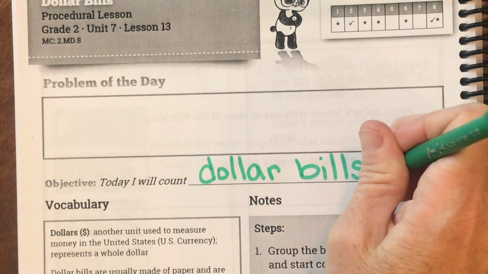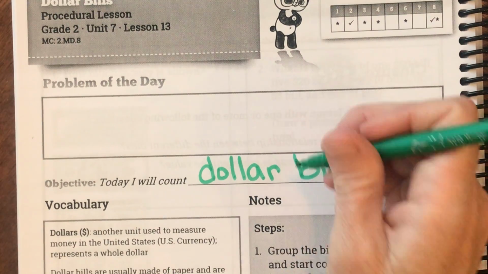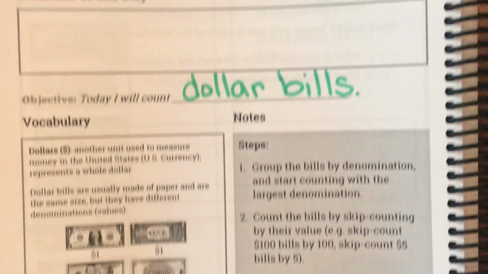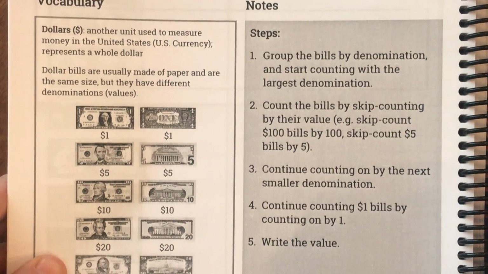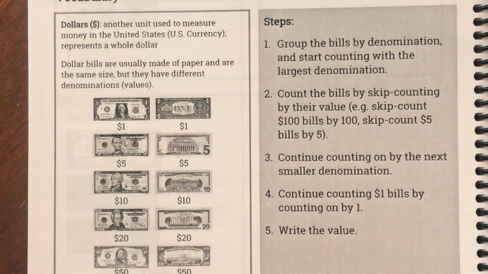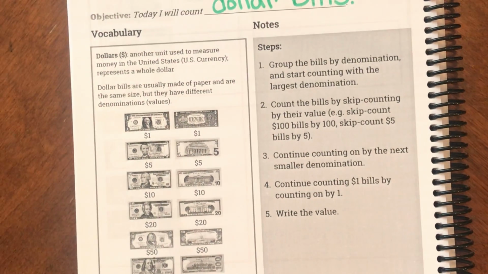So we're counting, sometimes we call it paper money, not coins anymore. So now these are paper money. So today I will count dollar bills. So let's look at our vocabulary today because we're going to see all of this new money that we haven't seen. Okay, so I'm going to zoom out so we can see all of it at once.